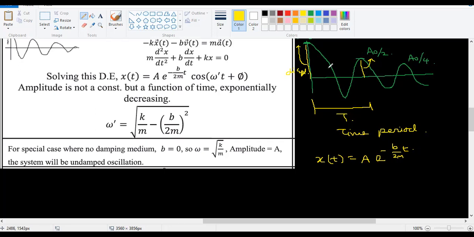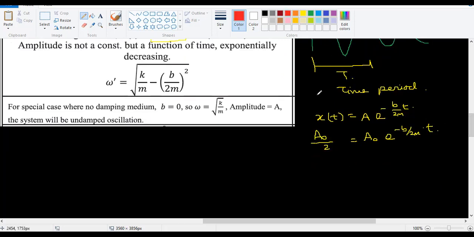So whatever is in front of this cos, that is my amplitude. So that means after some time this amplitude becomes half. That means after some time this becomes A naught by 2. This is A naught e power minus b by 2m into t. A naught cancels.